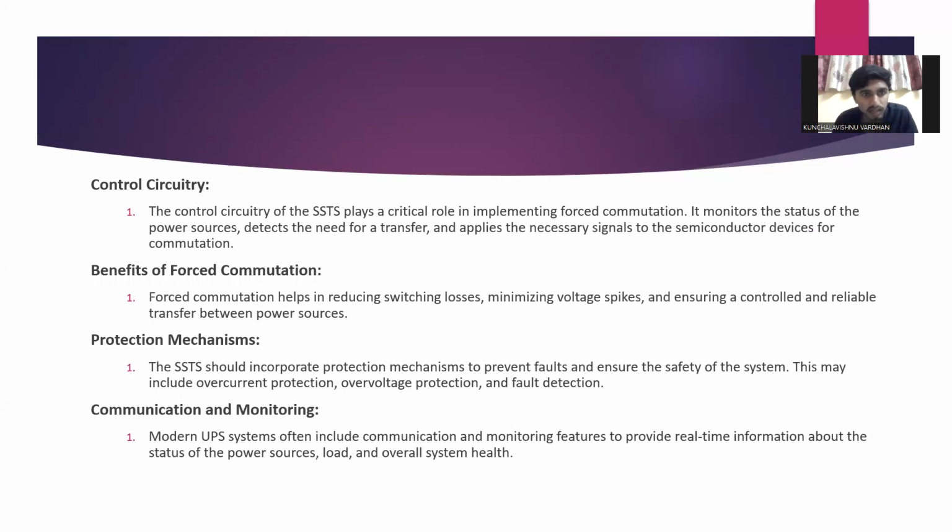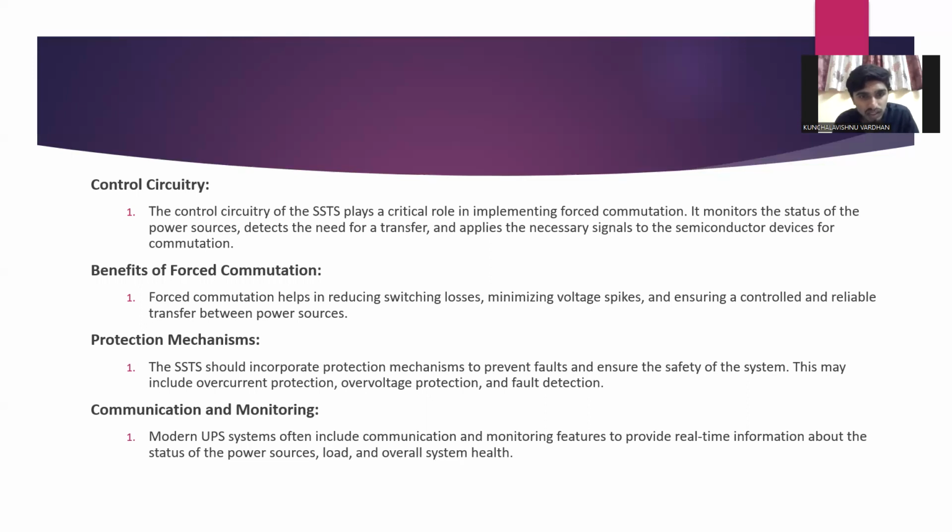Control circuitry. The control circuitry of the SSTS plays a critical role in implementing forced commutation. It monitors the status of the power sources, detects the need for a transfer, and applies the necessary signal to the semiconductor devices for commutation. Benefits of forced commutation. Forced commutation helps in reducing switching losses, minimizing voltage spikes, and ensuring a controlled and reliable transfer between power sources.